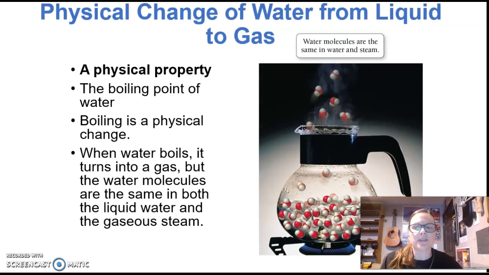So here is a picture of that. This is boiling water in like a coffee pot. And you can see here you have little H2O molecules that are in the liquid. And when it boils, it goes into the gas phase, but you still have little H2O molecules. So the chemical is still the same.